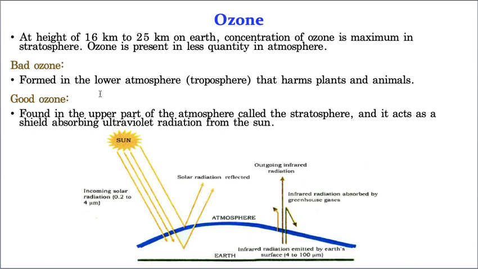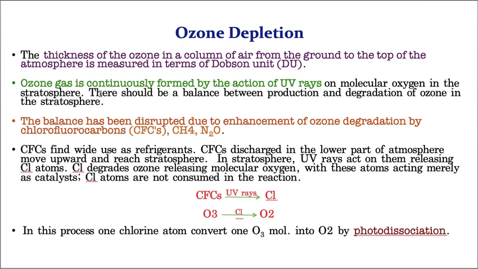Hope you understood. On the other hand, bad ozone means due to human indiscriminate activities, this ozone is forming in the troposphere. Instead of helping, it is even creating harmful effects in plants and animals. Then that ozone is called bad ozone. I think this summary made this concept a little more clear. Now, how is this ozone getting depleted?